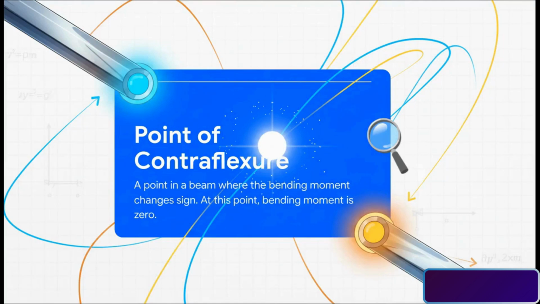The point of contraflexure. The definition is super simple. It's the spot in a beam where the bending moment is exactly 0. That's it. It's the transition point where the beam's curve flips from, say, smiling to frowning. So just remember, contraflexure means 0 bending moment, period.